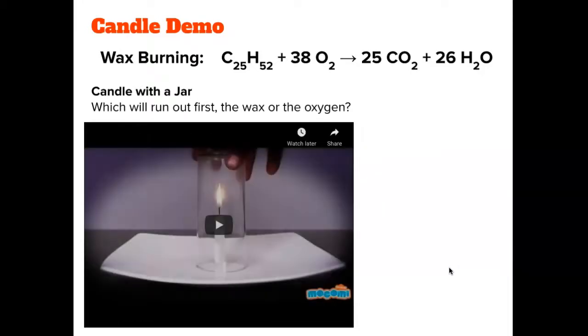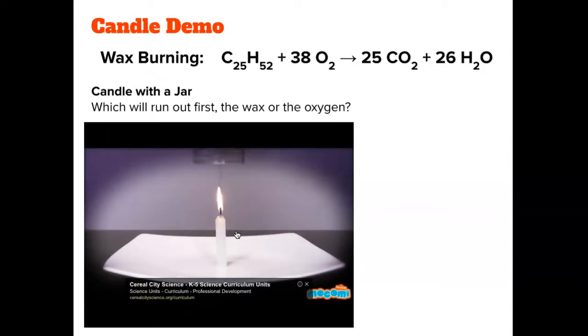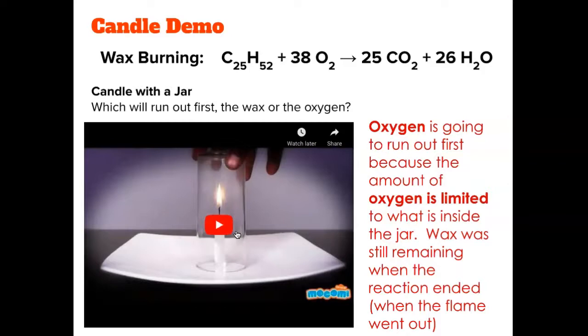It's kind of weird to think about, but burning a candle is a chemical reaction. It's a reaction between wax, which is C25H52, and oxygen. So in this particular case, again, as we watch, the candle burns. When we put the glass over the top, eventually the flame goes out, but we still have wax remaining. And so that means that the oxygen ran out first. We ran out of oxygen before we ran out of the wax because we have lots of wax left over. We can see that the candle wax is still there when the flame goes out.